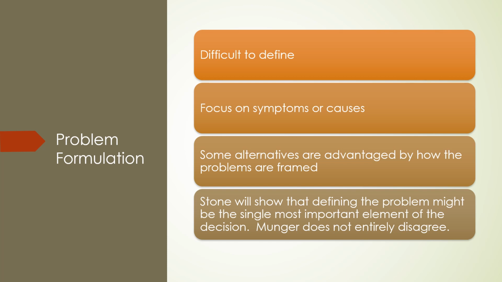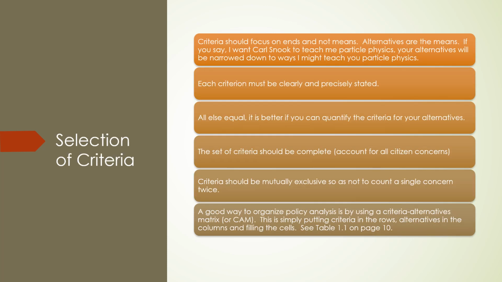Stone will show that by defining the problem, you actually do create decisions almost inevitably. Munger doesn't entirely disagree, but I think Bardach would tell us that to whatever extent we can avoid determining our answer by how we ask the question, we create better policy.